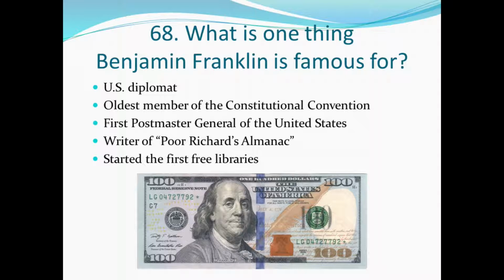He was the first Postmaster General of the United States. He wrote the Poor Richard's Almanac. He started the first free libraries. And he is on the $100 bill. If any of these jump out at you, I'm with a library, so starting the first free library is something that would jump out to me. But for a lot of people, him being on the $100 bill is a pretty big thing. Any of those options below, write that down and study it.